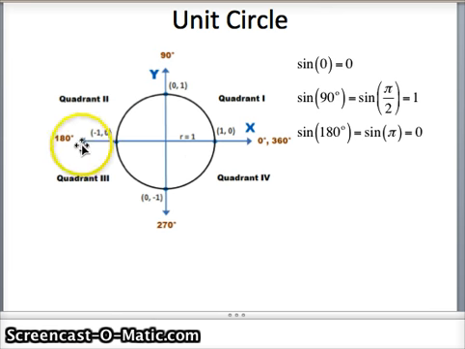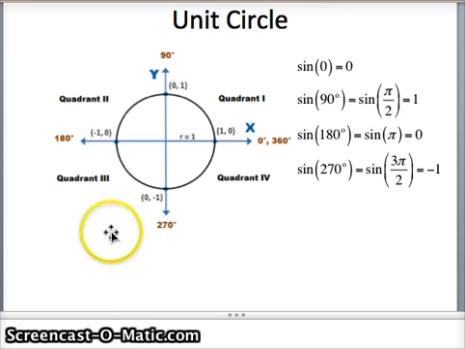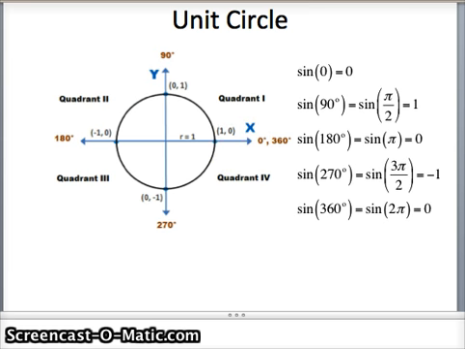180 degrees gives us a sine of 0, and that of course is pi, so the sine of pi radians is 0. And down here at 270, sine of 3 pi over 2 is negative 1. And finishing it, ending up at 2 pi, you'll notice we're back at 0. So the sine of 2 pi has to be 0. So generally speaking, for one cycle of a sine function, I want to have 5 points: the beginning point, the ending point, the midpoint, the quarter point, and the other quarter point. Those 5 points will help us graph that sine function.